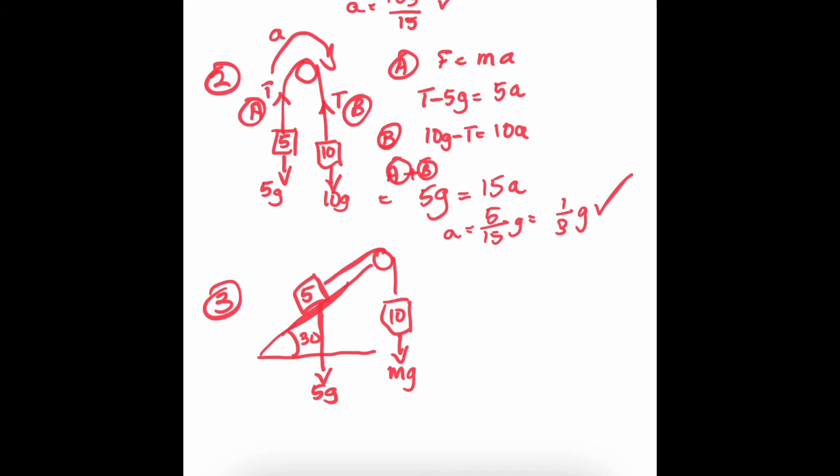So as I said, 5g downwards because of gravity, but we need to split it up because the tension is acting along the plane upwards because it's being pulled up, the 5g, and the 10g is pulled down. So how do we work out the opposing force, i.e. the force of that 5g along the plane?